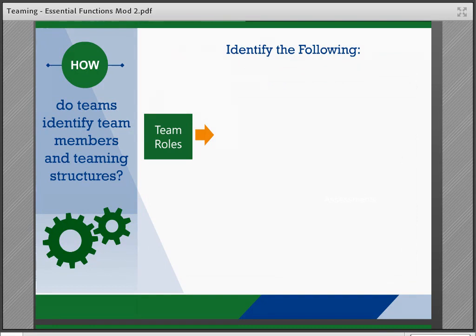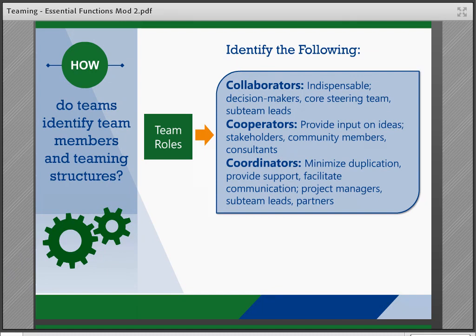One way to think about the team roles is the 3 C's of implementation teams, including collaborators, cooperators, and coordinators. Collaborators are indispensable to the process and have decision-making authority related to the change and implementation work. For example, the core steering team leads or sub-team leads. Cooperators provide input as stakeholders, but may not have a final say in work or decisions. For example, sub-team participants, community members, or core steering team members in a consultant role, such as the General Counsel.